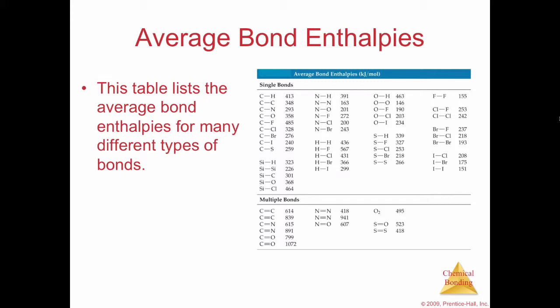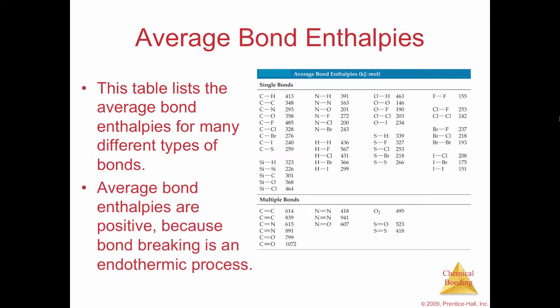Average bond enthalpies. This table lists the average bond enthalpies for many different types of bonds. Average bond enthalpies are positive because bond breaking is an endothermic process. The bond enthalpy is always a positive quantity. Energy is always required to break chemical bonds. Conversely, energy is always released when a bond forms between two gaseous atoms or molecular fragments. The greater the bond enthalpy, the stronger the bond.